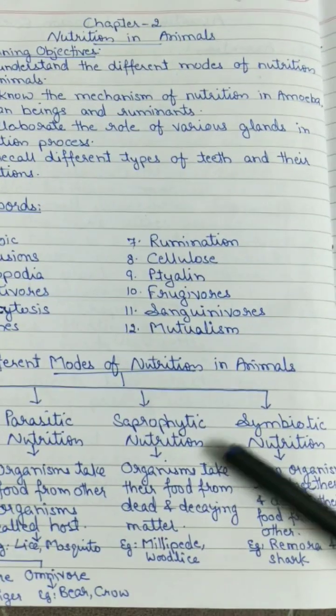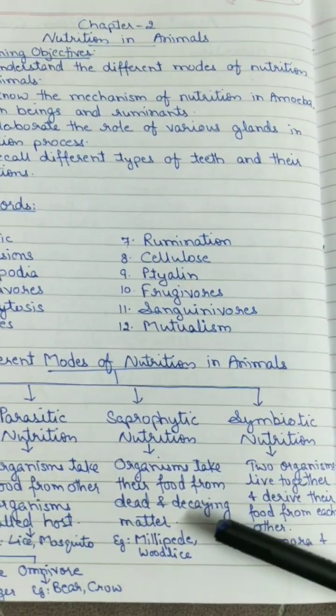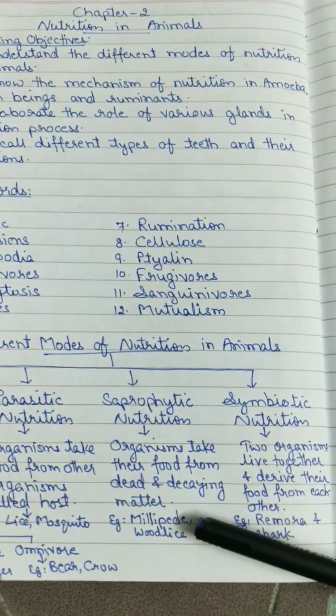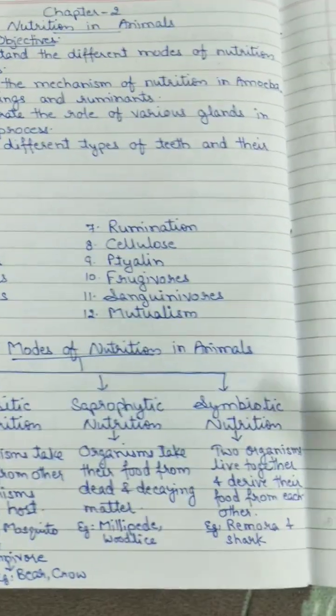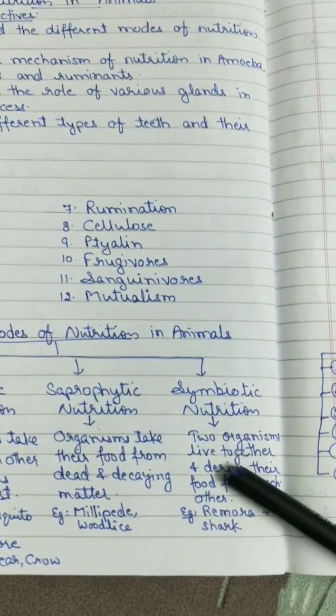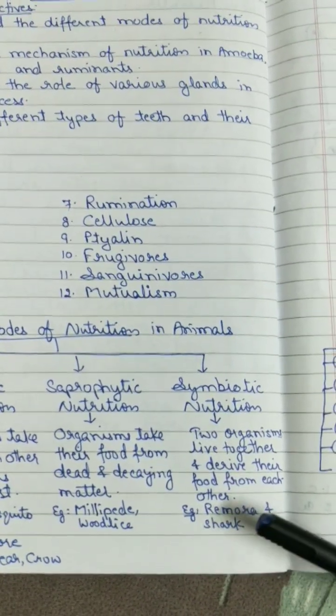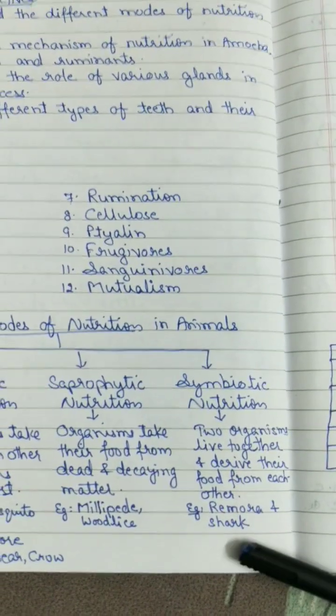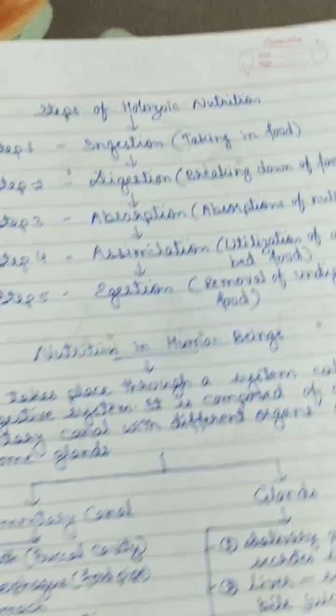Saprophytic nutrition: in this, the organism takes its food from dead and decaying matter. Example, millipede, wood lice. Symbiotic nutrition: two organisms live together and benefit each other. Example, remora and shark. So first of all, we are going to discuss Holozoic nutrition.